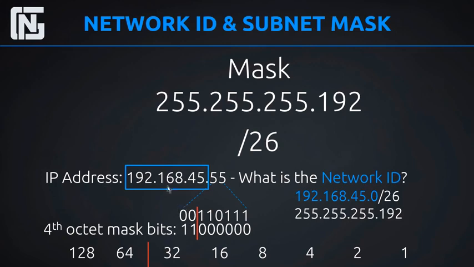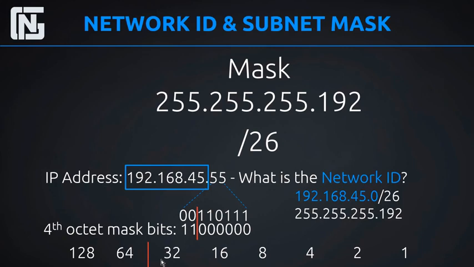So the broadcast for this network is actually 192.168.45.63. That will be the broadcast address. If something is sent to that address, it will go out to everybody on this network. It also tells us how many usable IP addresses we can have. So if we add these all up to 63 and subtract 1 for the broadcast, then we know that we have a total of 62 available addresses in this network. 62 hosts, right? Well, 62 IP addresses.